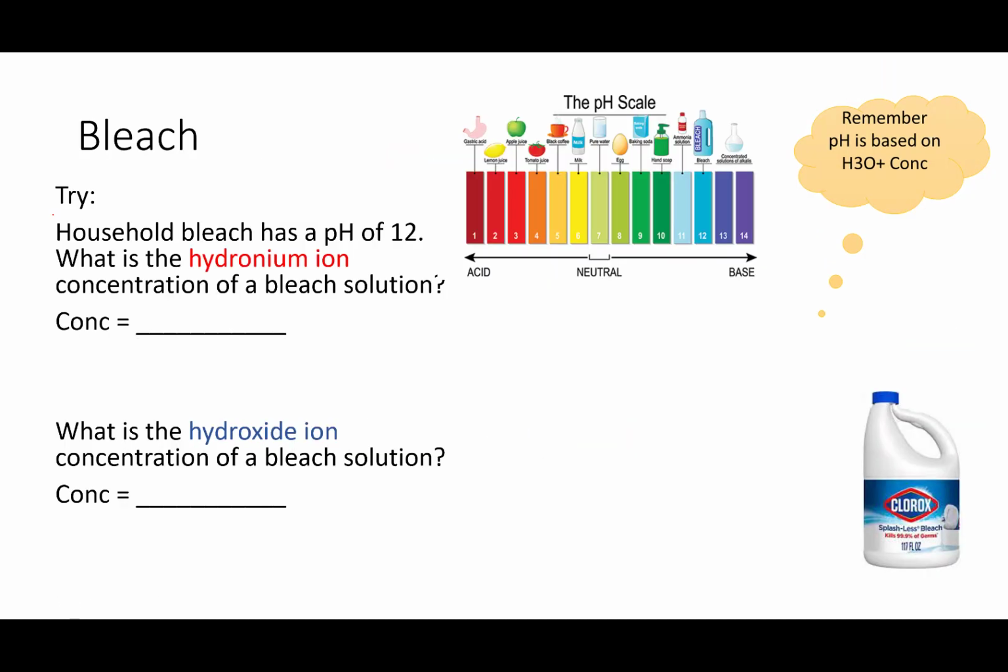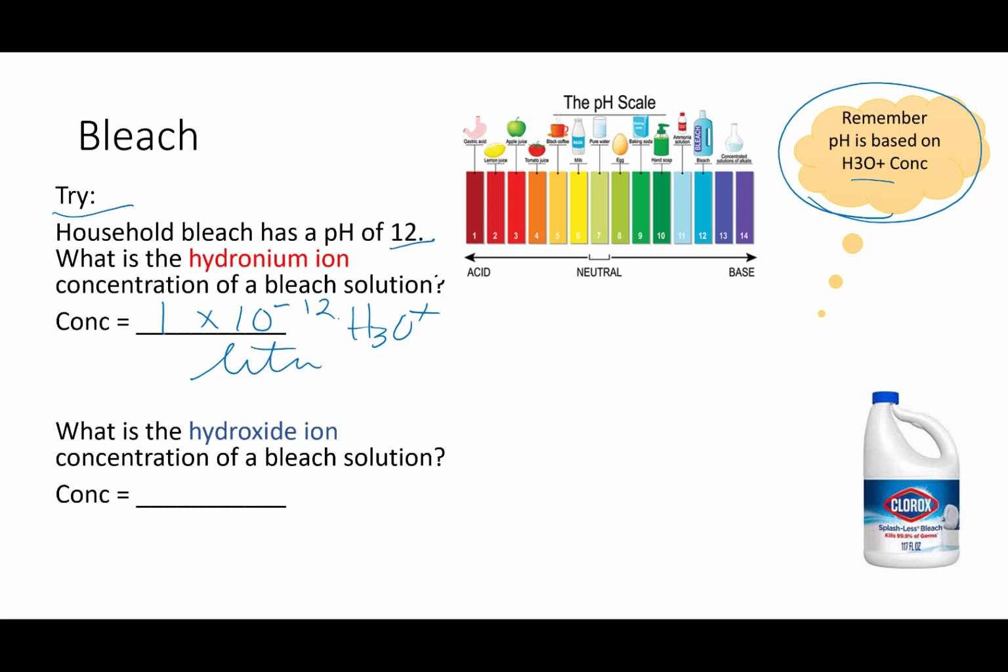Try this one. Hit pause. Okay, let's take a look. If it's a pH of 12, remember pH is based on hydronium, then the hydronium concentration is 1 times 10 to the negative 12 hydroniums per liter. So what's the hydroxide? The powers have to add up to 14. That's going to be 1 times 10 to the negative 2 hydroxides per liter. Pretty easy.